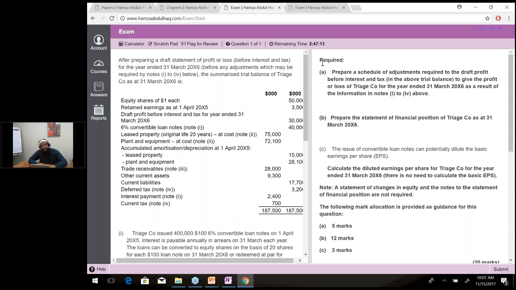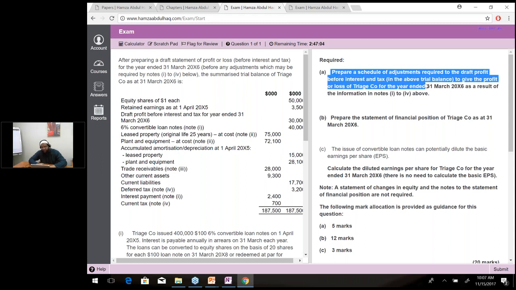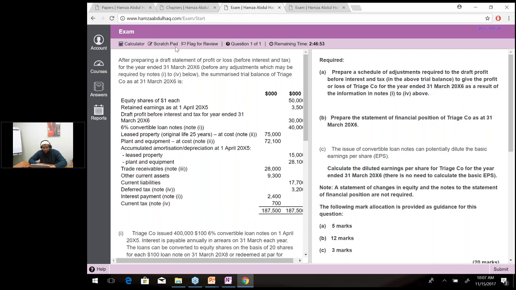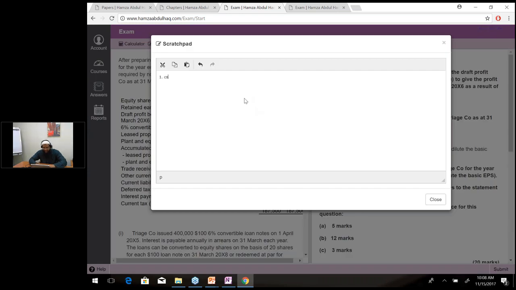So what is the requirement? I'm reading out the requirement. The question says that prepare a schedule of adjustments required to the draft profit before interest and tax in the above trial balance to give the profit or loss of Triage company for the year ended 31st March 2026 as a result of the information in notes 1 to 4 above. So if I use a scratch pad, what is the question requirement? To calculate the adjusted profit or loss.